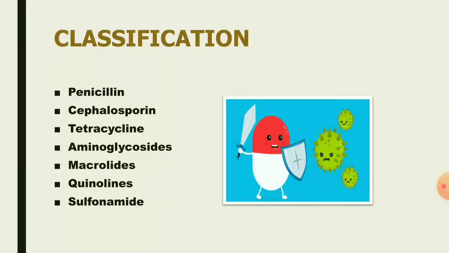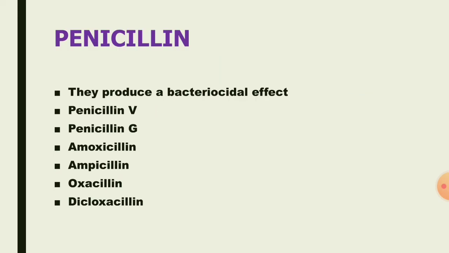Then the general classifications. In this, there are penicillin type antibiotics, cephalosporins, tetracyclines, aminoglycosides, macrolides, quinolones, and sulfonamides. These are the general types of classifications. Penicillin is a bactericidal antibiotic. In penicillins, the medicines are penicillin V, penicillin G, amoxicillin, ampicillin, oxacillin, and dicloxacillin, as some of the examples.